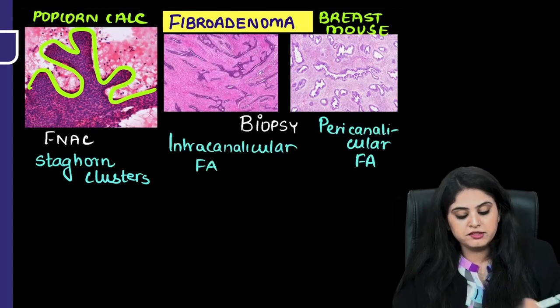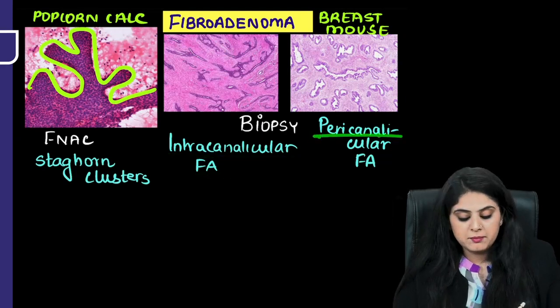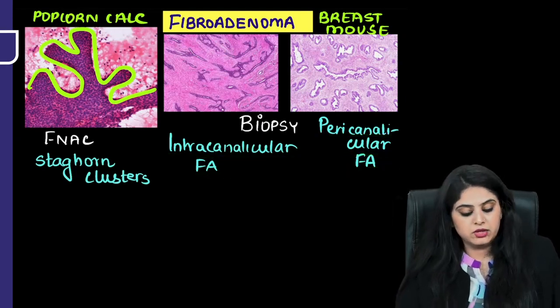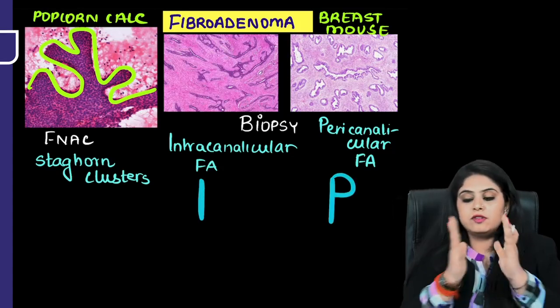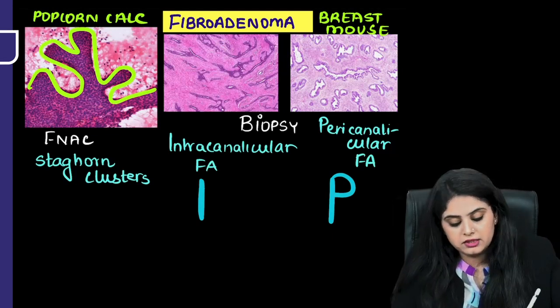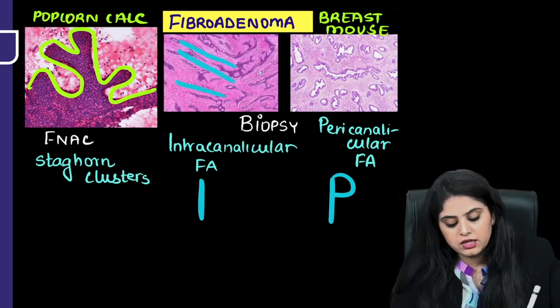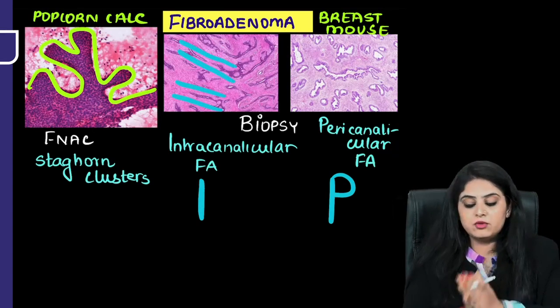But when we remove it surgically, we get two patterns: intracanalicular fibroadenoma, pericanalicular fibroadenoma. Dekho, intra, how do you write intra? Intra is written I, peri is written P. So which of them is squeezed? I. I is going to be looking like this. So how are the ducts and glands looking? They are all compressed. All the glands are compressed, like an I, that is intracanalicular fibroadenoma.